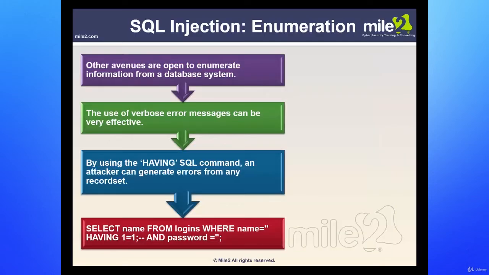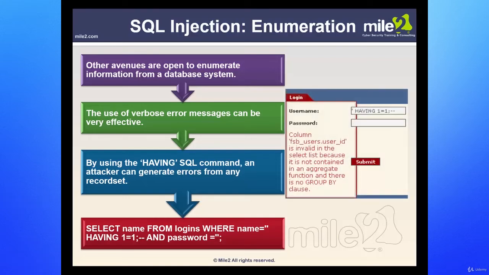Now, we generally would get this through error messages and so forth. So the use of verbose error messages will actually assist us in putting in additional SQL queries, right? By using the HAVING SQL command for this particular instance, an attacker can generate errors from any record set, and again, this will give us an additional record set that we can then use. Then of course we go from one to the other to figure out what is actually going on, what current rows and columns we have in that database, and from that we can maneuver on to the next statement that we want to do.